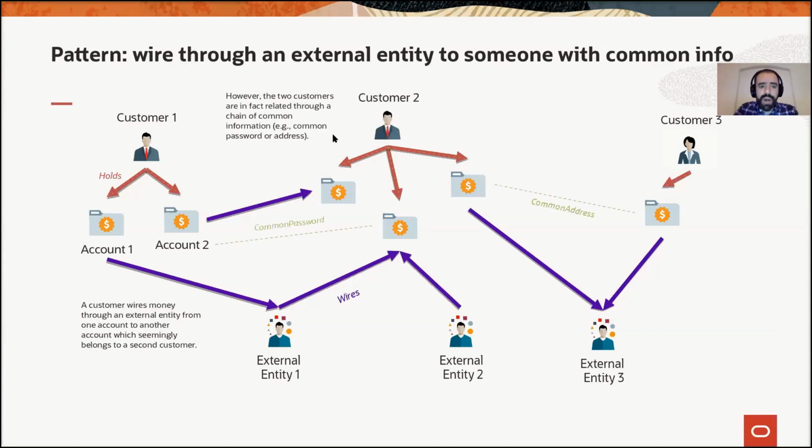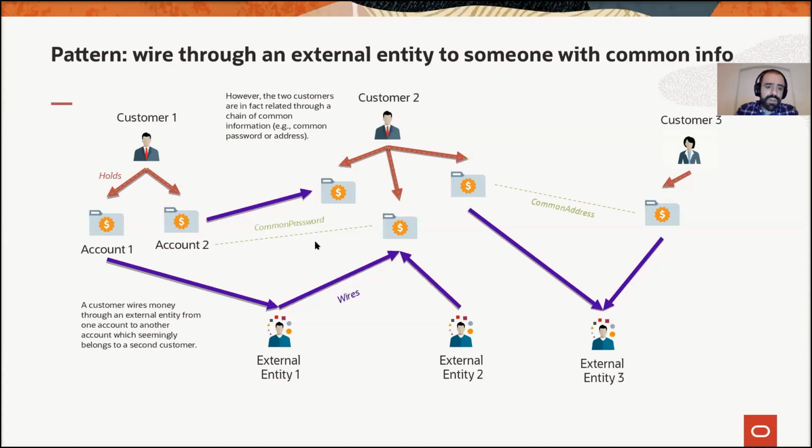We can augment the graph with additional edges that signify whether two vertices share common information. For example, here you can see a common address edge, which means that these two vertices have the same address property, or a common password edge, which signifies that two vertices have the same password property.